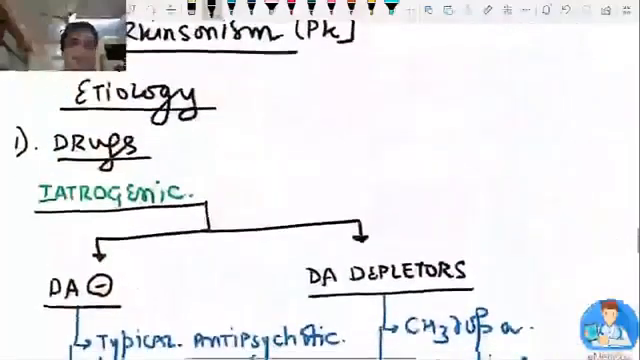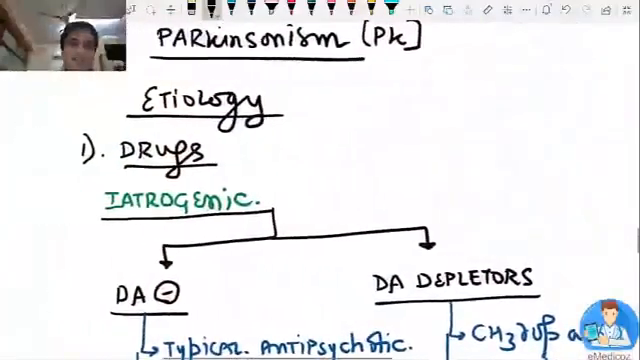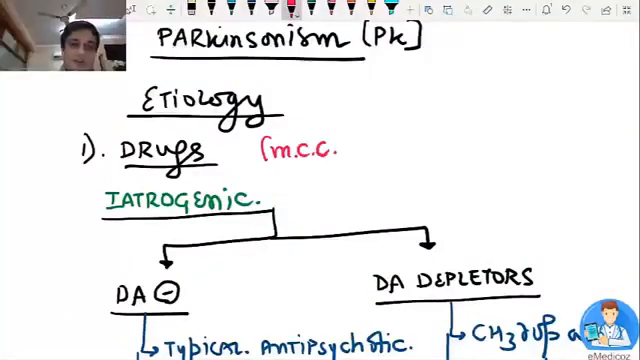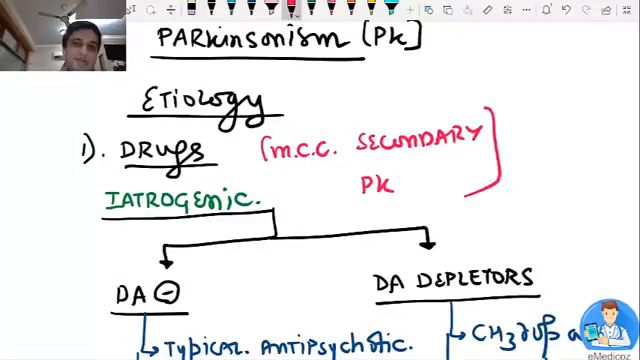Now, go back to the drugs part, iatrogenic, and write it there. Very simple sentence: the most common cause of secondary Parkinsonism is drug-induced or iatrogenic. So when I have a Parkinsonism with an acquired cause, and I'm not talking about the word idiopathic, it is going to be drug-induced iatrogenic.